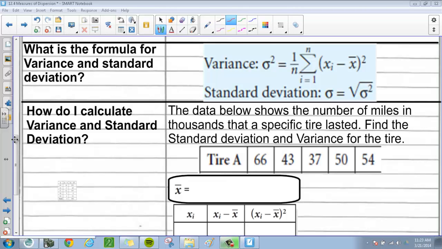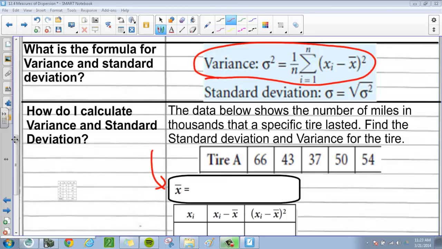Okay, so at this part we're going to talk about the formula for variance and standard deviation. I showed them to you right here. I don't expect you to remember this one. I'm just going to show you how you can find the variance using this table right here below.